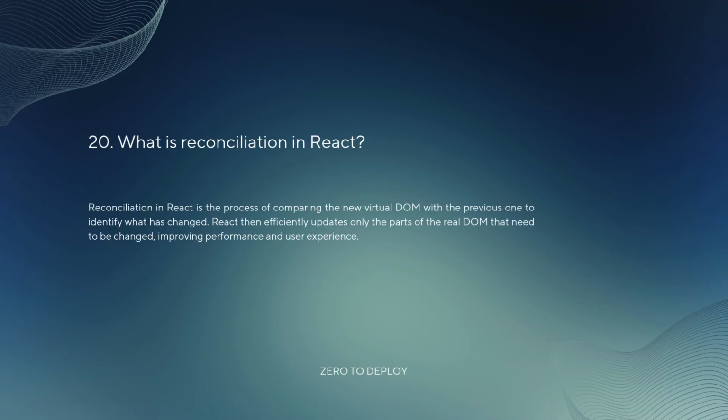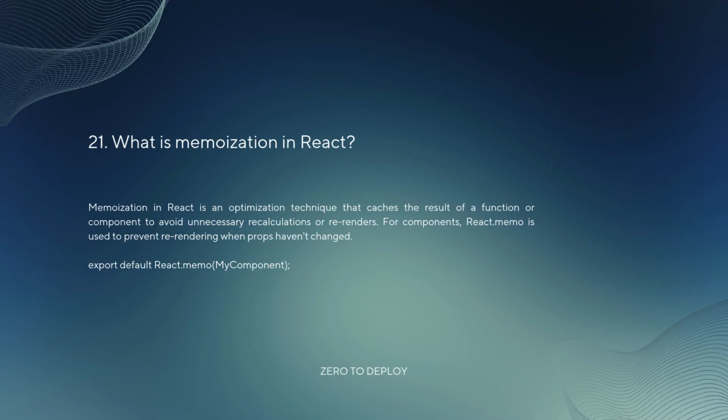What is reconciliation in React? Reconciliation in React is the process of comparing the new virtual DOM with the previous one to identify what has changed. React then efficiently updates only the parts of the real DOM that need to be changed, improving the performance and user experience.